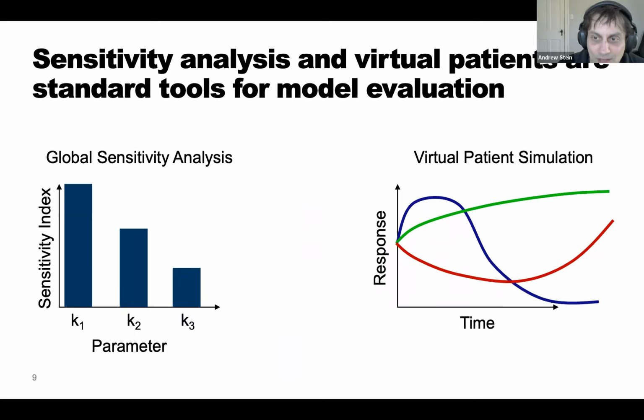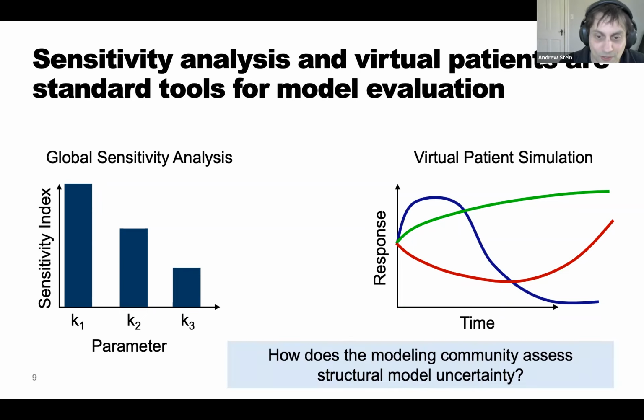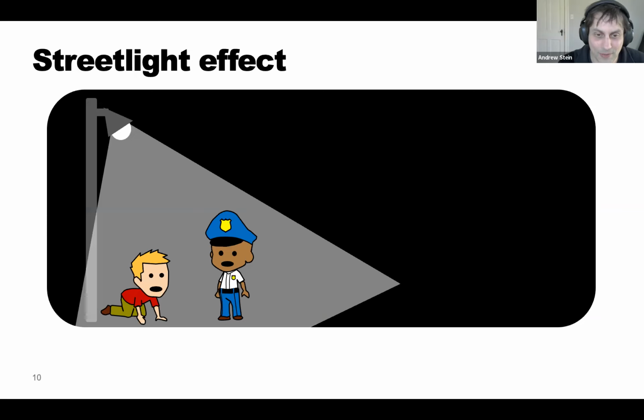So here I was just talking about the two tools we have for dealing with parameter uncertainty: global sensitivity analyses, where you vary the parameters over a range and try to understand the model sensitivity, or simulating a cohort of patients from this distribution. And especially in the QSP literature, a lot of focus goes to those two things. But structural model uncertainty is often not even discussed very much.